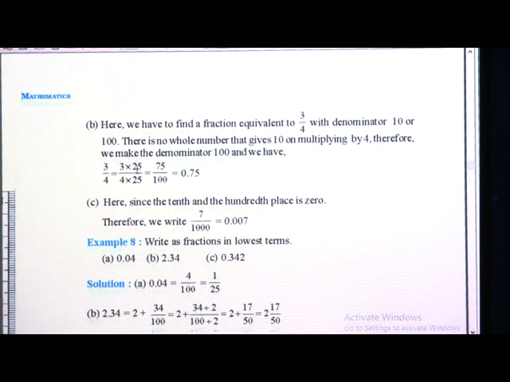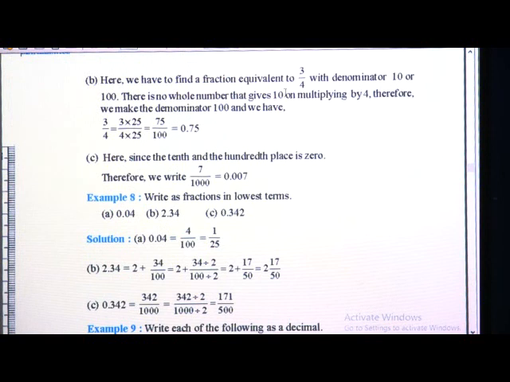See, here we have to find the fraction equivalent to 3 by 4. Now, again we have the fraction as 3 by 4. We do not have the denominator 10 or 100. So, if we do not have the denominator 10 or 100, we can't convert it into decimal notation. So, we need to find the equivalent fraction for this fraction also. There is no whole number that gives 10 on multiplying by 4. Therefore, we make the denominator 100.